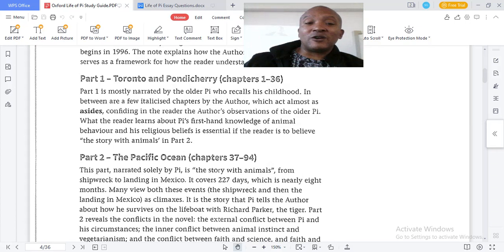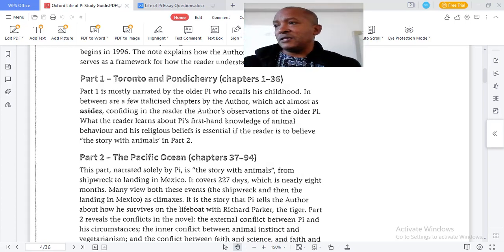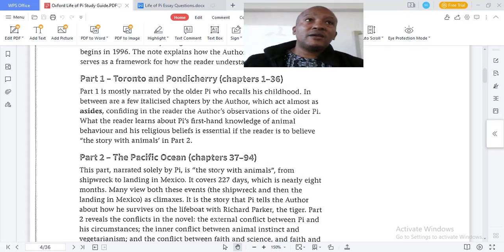So there's the story of Toronto and Pondicherry, which is where he lived and grew up. Got it. And so understand that you have to know his first-hand knowledge of the animal behavior and then religious beliefs. So you can already make those notes. That's going to come up. Animal behavior and religious beliefs.